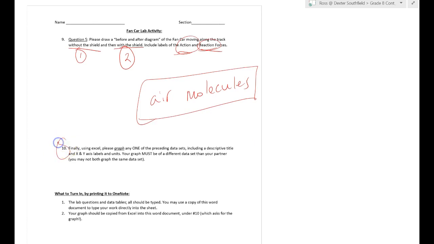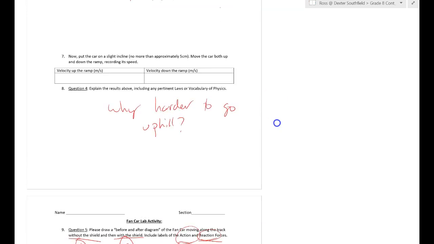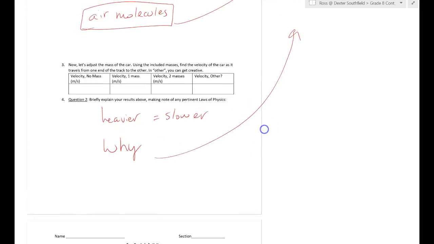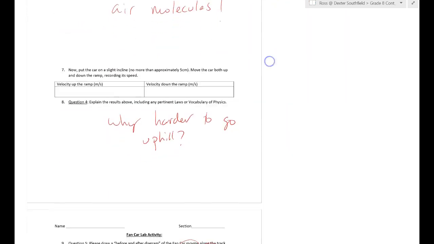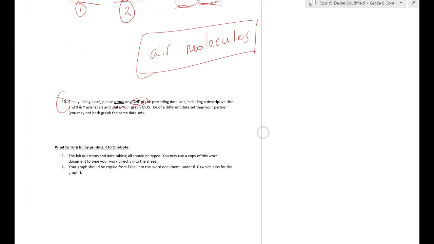Finally, you should make a graph of one of the preceding data sets. So there are 1, 2, 3 data sets that you can choose from. So in your group, you should talk to your lab partners about who is going to graph which data set. You and your lab partner cannot graph the same data set. I want you each to graph a different data set. You only need to do one, but you can't do the same one.